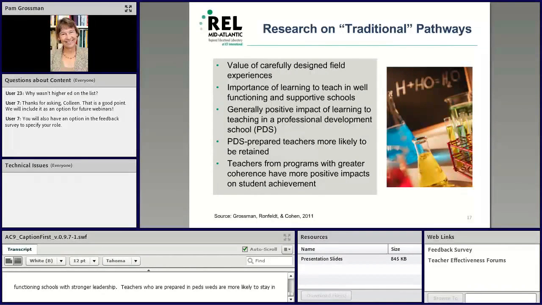Finally, there's been a lot of discussion about programmatic coherence. And we can define coherence as both the alignment between what people are hearing at the university setting and what they're experiencing in the field, and the ways in which they hear similar messages about teaching across the program. And there's been some research that, again, suggests that teachers from programs with greater coherence have more positive impacts.